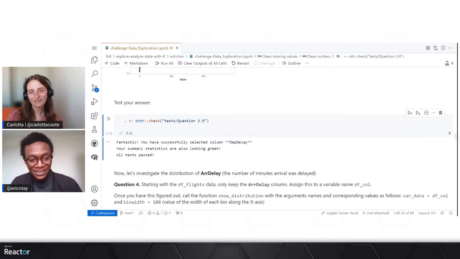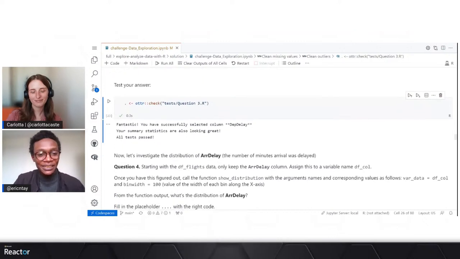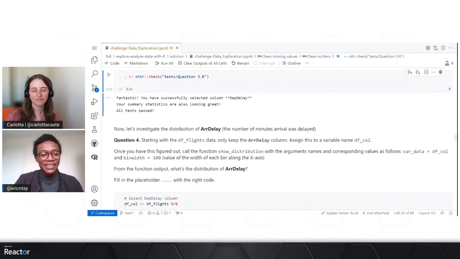The correct verb was select, and you have successfully also displayed some of the summary statistics of the departure delay column. So Carlotta, now over to you. How are we doing next? What challenge are we going to do next from this?